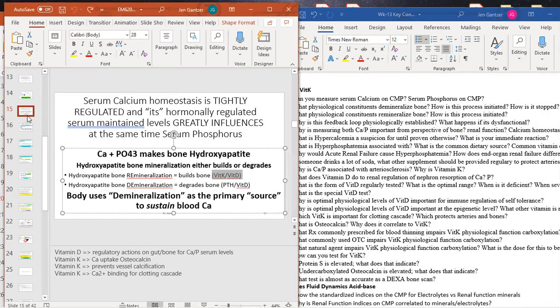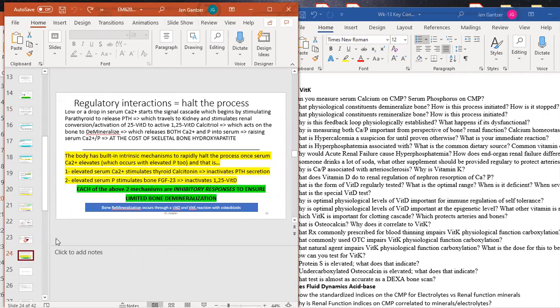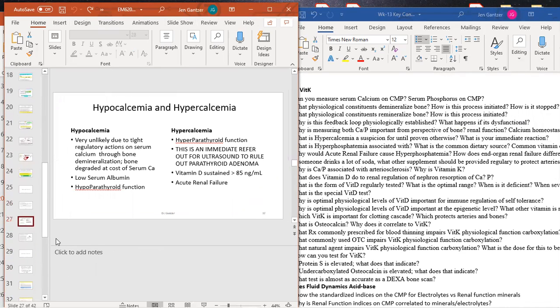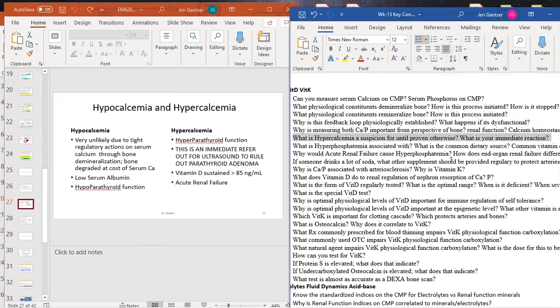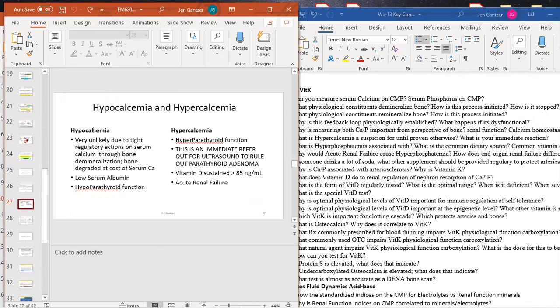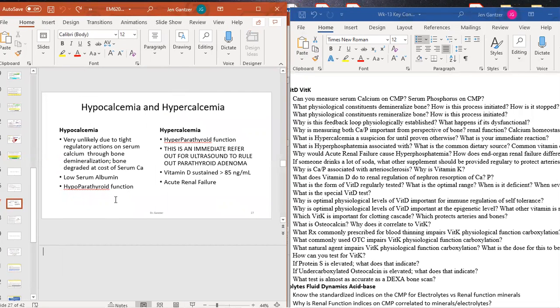Hypercalcemia is a problem. Almost never are you going, I don't want to say never, that's not a good word. Very, very rarely do you have hypocalcemia. Now, somebody who has significant renal failure and is not under dialysis and remineralization therapeutically could potentially have hypocalcemia, but it's very rare because of the tight regulatory mechanisms.